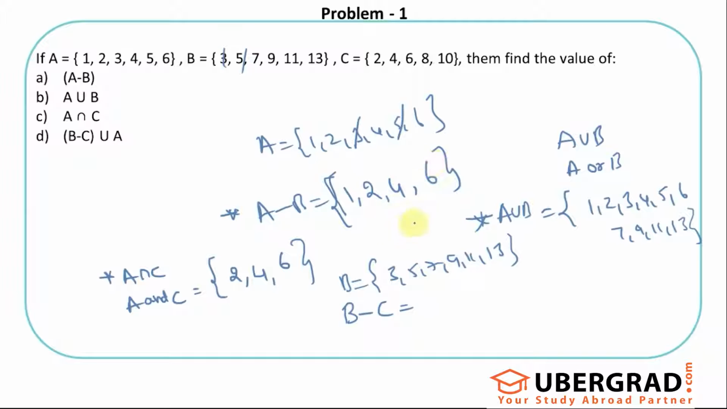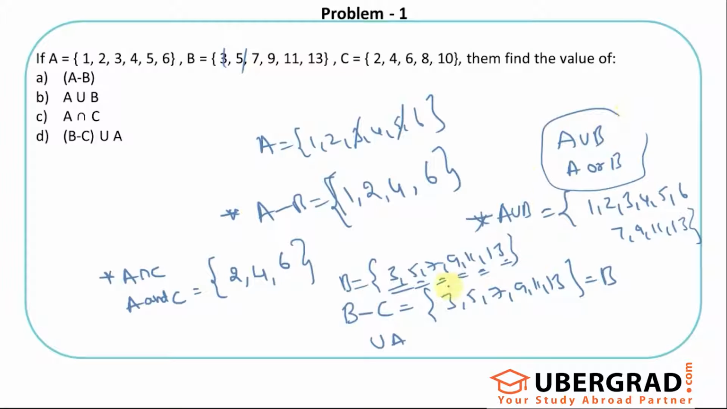So basically nothing in B is part of C. So B minus C is simply B itself, right? Because here I don't see any of these elements in C, so I cannot remove any of them. So it will turn out to be the same as B. Now I need to do B minus C, which is this, union A. So B minus C is B, and B union A is basically the same as A union B. Whatever we do, we'll ultimately get the same thing.